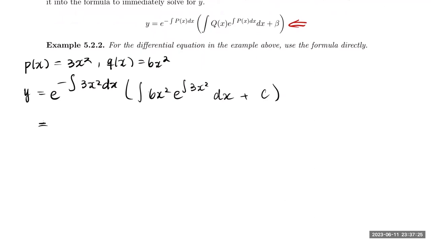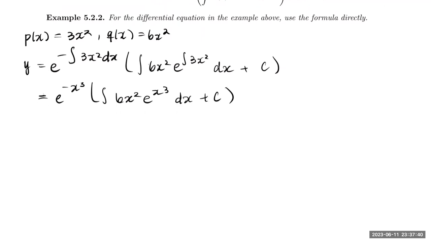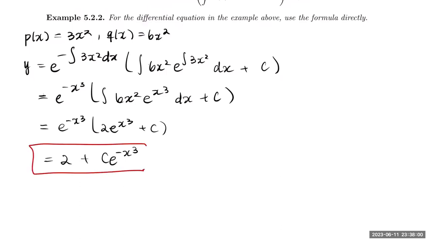So if we compute the integrals of the exponents, what we'll get is e to the power negative x cubed times the integral of 6x squared e^(x cubed) dx plus c. And since we have already computed this integral, it's just going to be 2e^(x cubed) plus c. And so we just get 2 plus c e^(negative x cubed). So we do end up getting the same solution here.